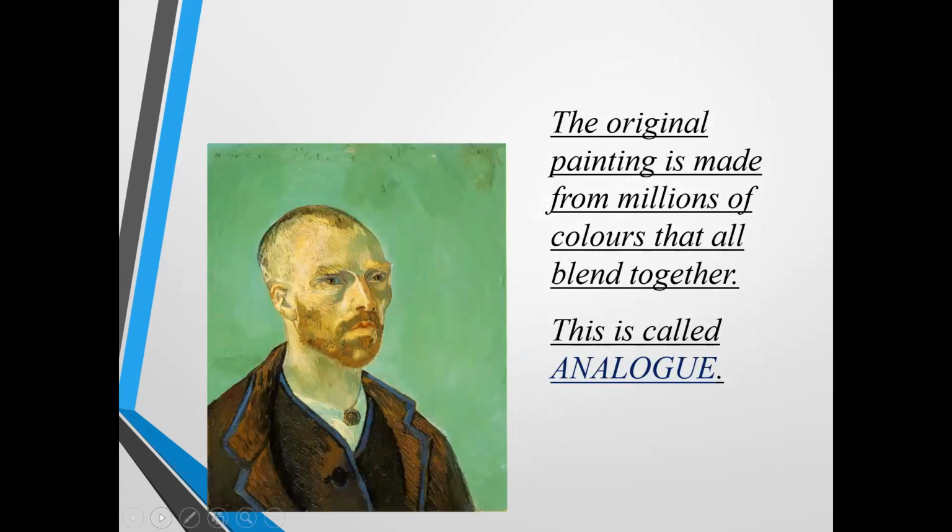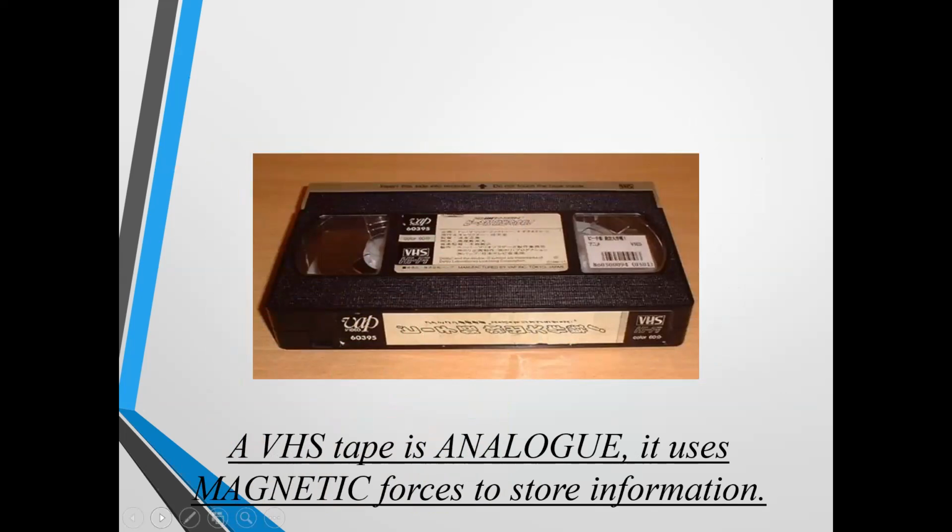This is an illustration of a photograph. The original painting is made from millions and millions of colors, of course, to get all sorts of shadings that blend together. It's definitely in analog format to get this kind of beautiful picture of this kind of person.